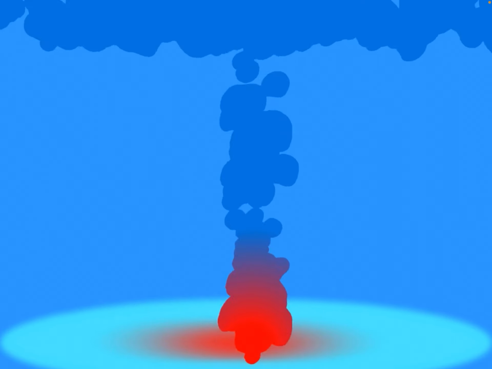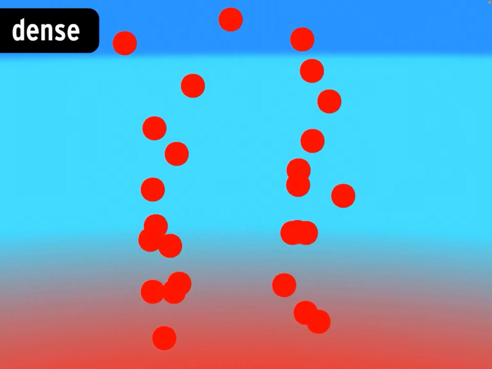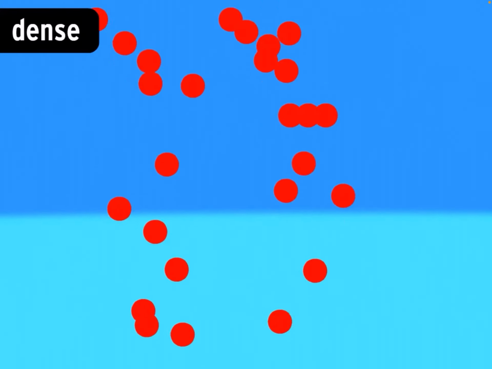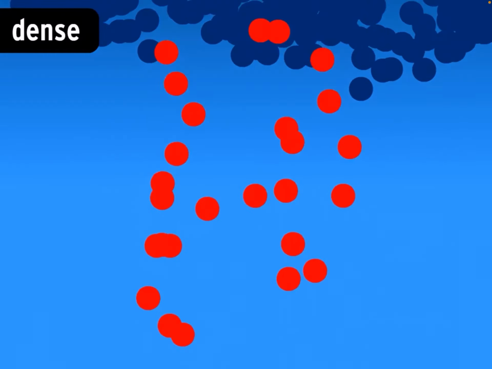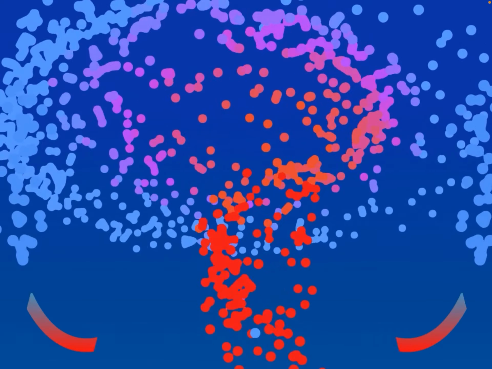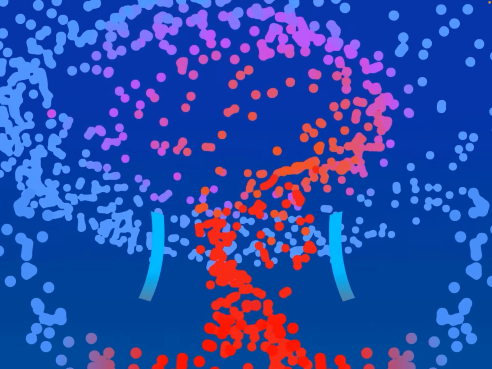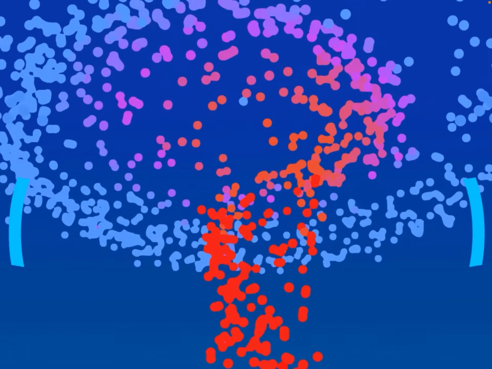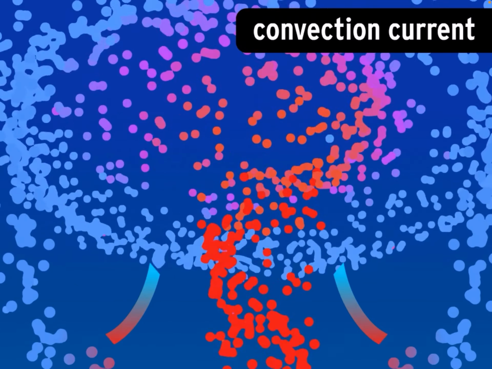The molecules at the bottom speed up, creating more space around themselves. This liquid becomes less dense or tightly packed, making it lighter than the liquid above it. So it rises through the heavier stuff away from the heat source. But then it cools down, becoming denser, so it sinks again. Warmer liquid rises and displaces the colder liquid at the top. This flow of material is called a convection current.